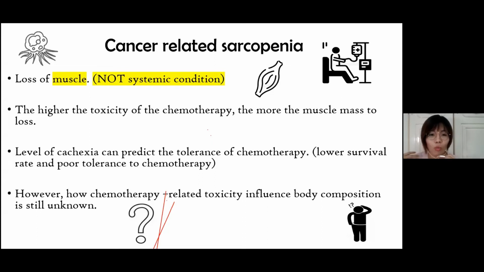Because why? Because the higher the level of the cachexia, the poorer the tolerance of the chemotherapy, they will show higher toxicity of the chemotherapy and more muscle to be lost. That's why we can say there is a lower survival rate and poor tolerance to chemotherapy during advanced stage of the cancer. However, some chemotherapy-related toxicity influences the body composition. Whether the chemotherapy can cause the muscle to continue to be lost is still unknown. The mechanism is still unknown, but studies really show that it can make you lose even more muscle, but the mechanism is still unknown.